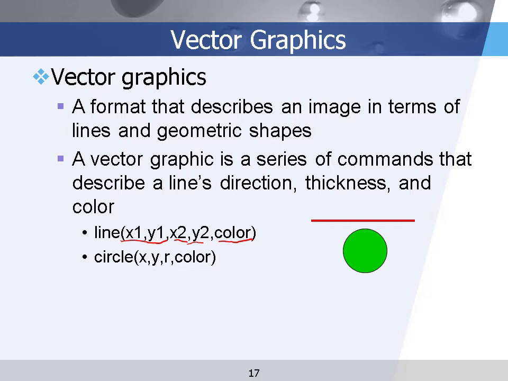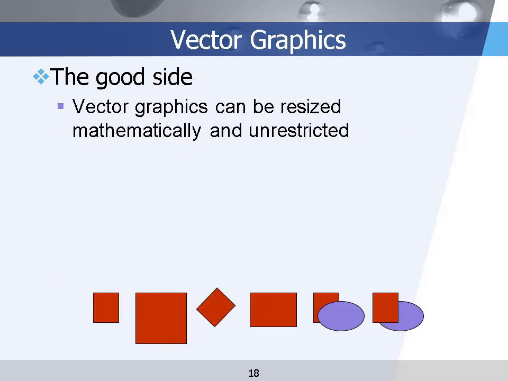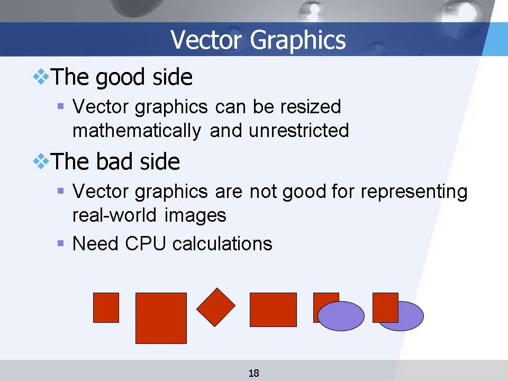And another is a circle with the center at x, y, with the radius r and the color of this color. So this shows you how to describe a vector graphic. The file size tends to be smaller because we are not using pixels to describe the image. We're using mathematical formulas to describe the image. So the good side is that vector graphics can be resized mathematically and without restriction. It is easy to resize the image because it's a mathematical formula.